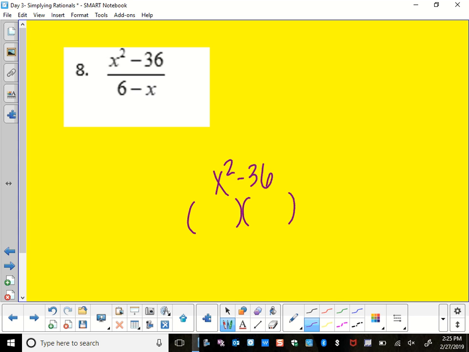If I split my x squared up, I have an x in both parentheses. What's the square root of 36? 6. So a 6 goes into each of them. And plus or minus, good. It does not matter which one you put first. All that is saying is that I know that it's x plus 6 and then x minus 6, and I'll get x squared minus 36. So that goes on top. We just factored x squared minus 36.